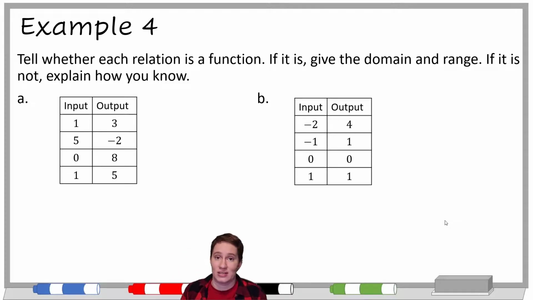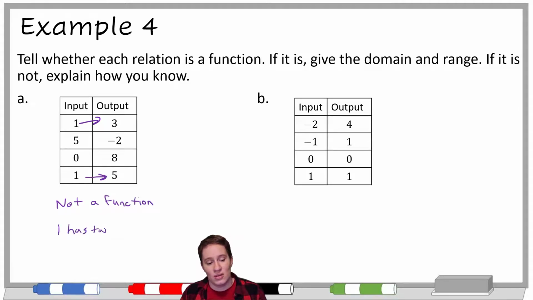So A actually is the one that's not going to work here because it's telling us that 1 goes to 3 and 5. That's 2 answers, so it's not a function. And ironically, again, the number 1 is the issue. 1 has 2 outputs. So it is not a function. But here on B, -2, -1, 0, 1, those are all different.